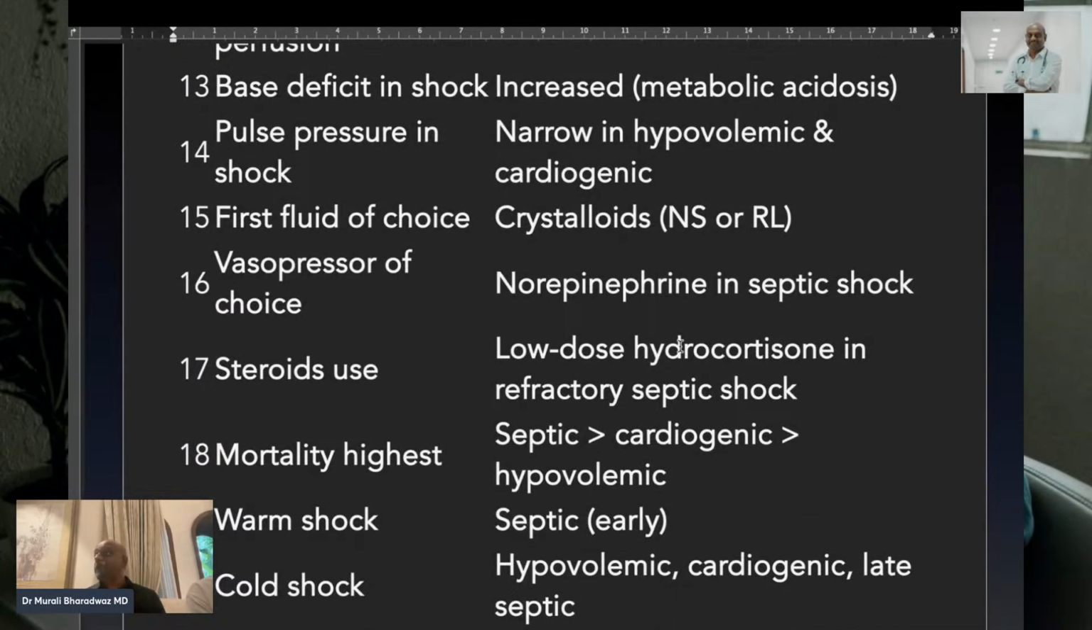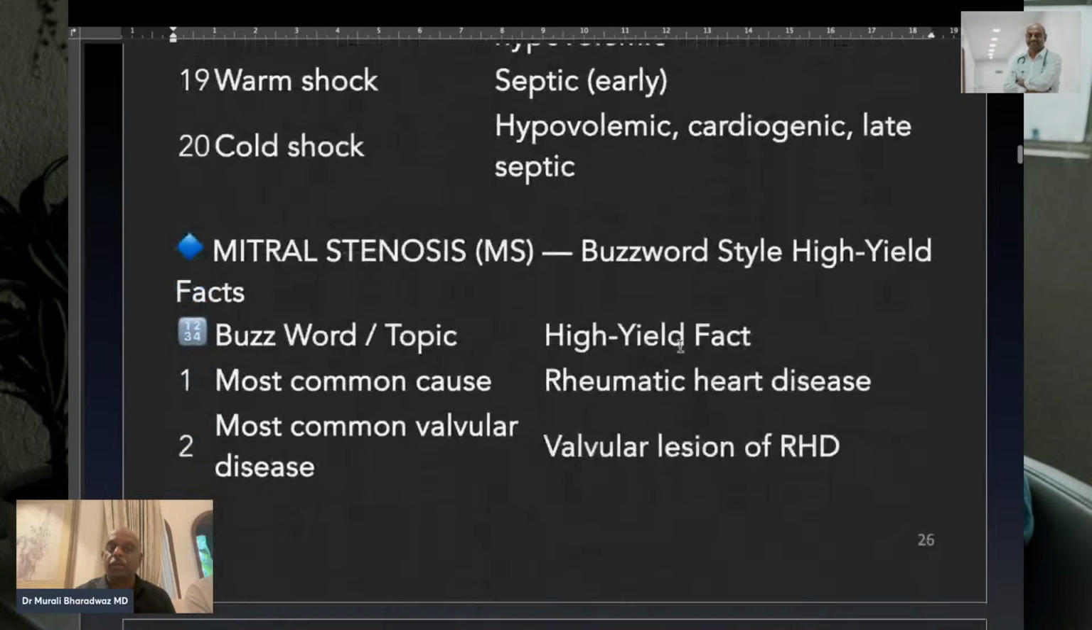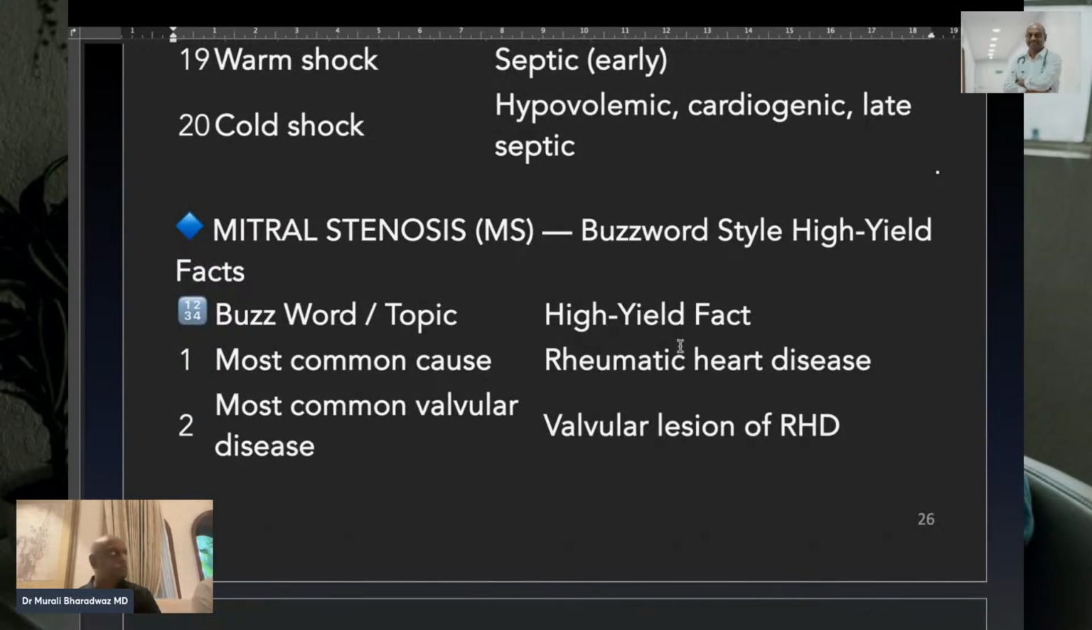And if it is a septic shock, there is an intense vasodilatation, pulse pressure is wide. Whereas in the case of cardiogenic shock, there is a narrow pulse pressure, in hypovolemic and cardiogenic. Septic shock is called distributive shock. There your pulse pressure is wide, is what you need to remember. So that's all. We're done.